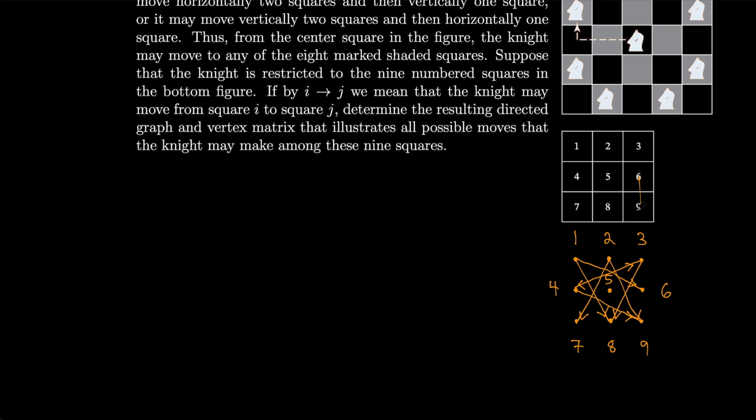And then for 6, I could go down or up. So I could go to 7 or 1. So I'll draw one at 1, and I'll draw one at 7. And then at 7, I can go to 2 or to 6. So I'll draw one going back to 6 and to 2. And then for 8, 1 or 3. So draw one going back to 1 and to 3. And then for 9, we can go to 4 or to 2. So I'll draw a little arrow at 2 and a little one at 4.